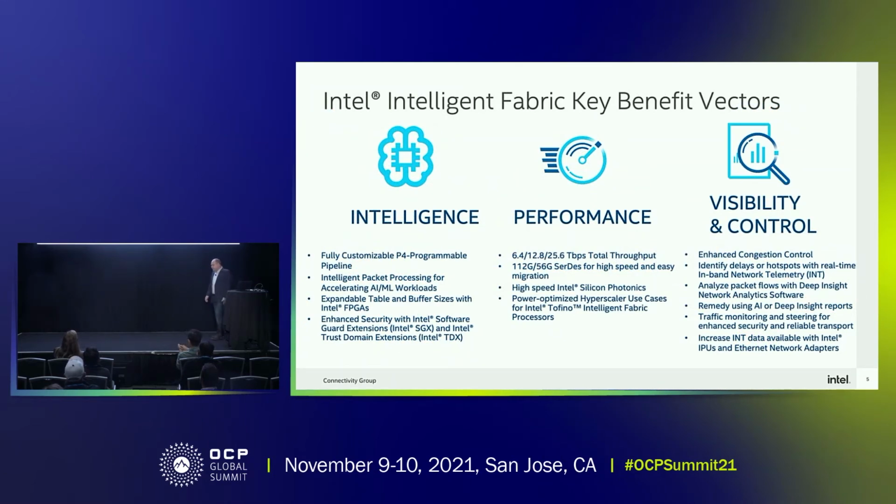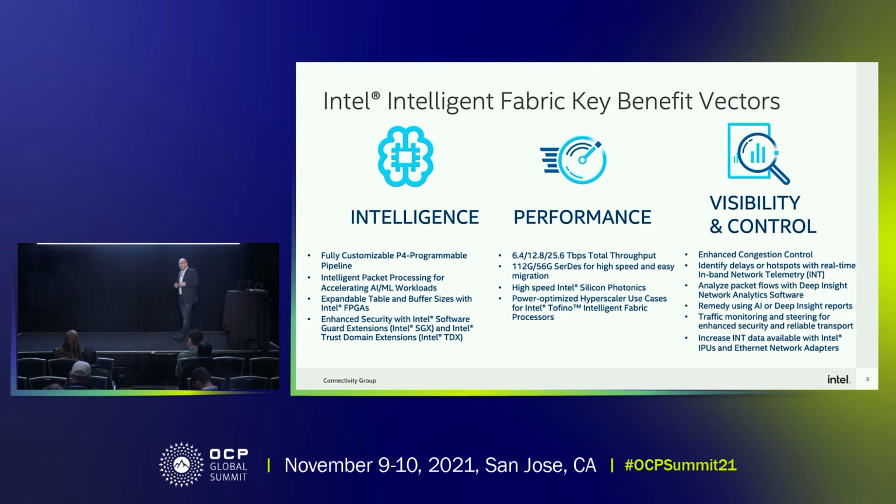So I talked about three benefits of the intelligent fabric: intelligence, performance, visibility, and control. Let's talk about a few of those examples. First off, on the intelligence side, fully customizable P4 programmable pipelines across multiple data plane targets, switches, CPUs, FPGAs. Intelligent packet processing for AI and ML workloads for acceleration purposes. Bringing FPGAs to switches for expanding table sizes and buffer sizes, making them more intelligent and smarter. Enhanced network security through Intel CPUs with SGX for secure enclaves and TDX for VM isolation.